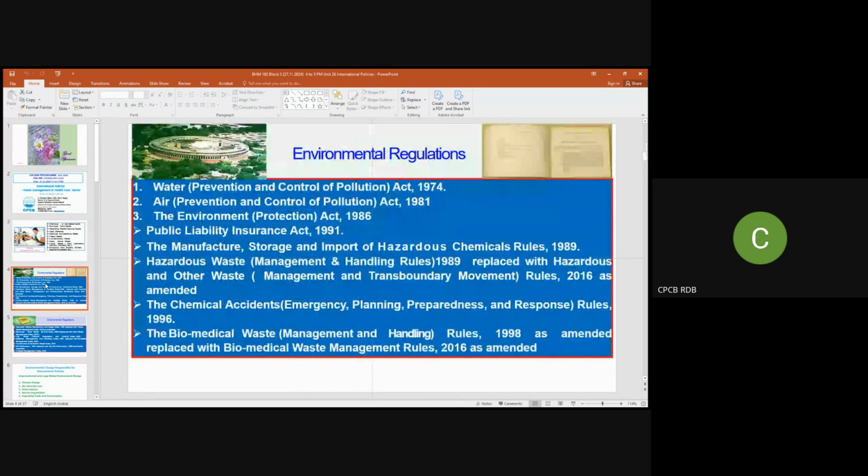In order to manage this waste in the country, we have various regulations, which include the Water Act 1974, the Air Act 1981, and the Environment Protection Act 1986. Under the Environment Protection Act, we have all sorts of waste management rules, which include the hazardous waste management rules and the biomedical waste management rules.